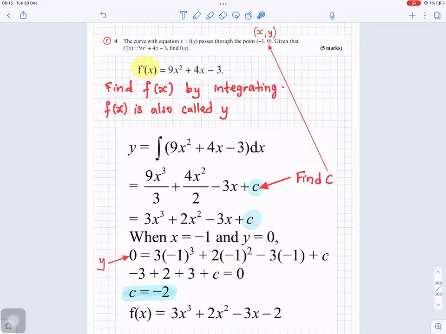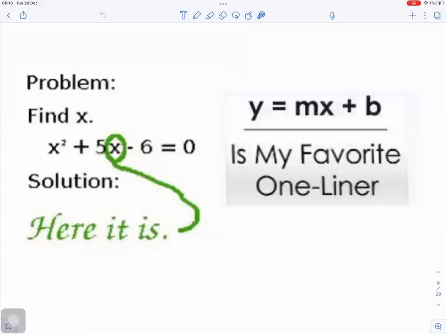Once you got the value for c, you just write out the equation f of x. Sometimes you call it y. It could be f of x or y equals 3x cubed, same like that, plus 2x squared, same like that, minus 3x, same like that, minus 2. c was what you were looking for. And that's your answer. So you have successfully integrated and found the value of c.